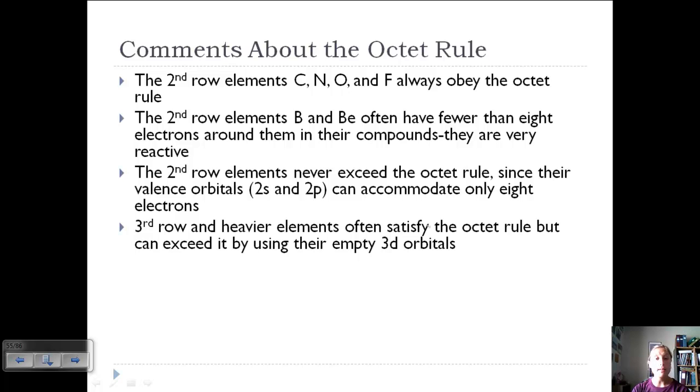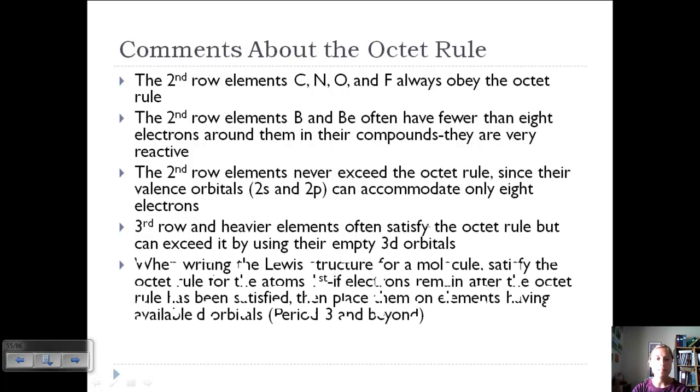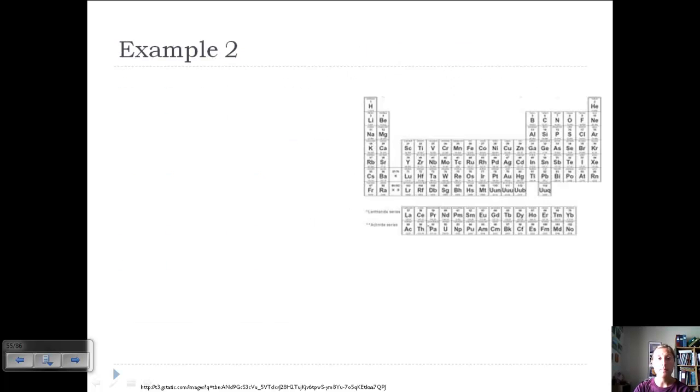So the third row and heavier often will satisfy the octet rule. So most of the time, we're just going to follow the regular rules. But sometimes they can exceed it by using their empty 3d orbitals, like the SF6 compound that we talked about. When writing the Lewis structure for a molecule, satisfy the octet rule for the atoms first. And then if electrons remain after the octet rule has been satisfied, place them on elements having available d orbitals. That is usually going to be the central atom, but make sure that your atom is a period 3 and beyond, because that means it would have an available d orbital.